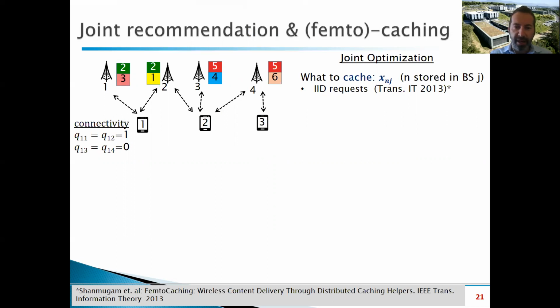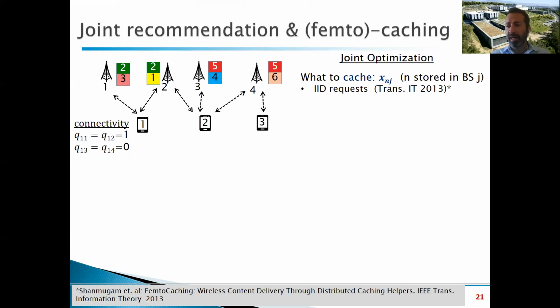So if you look at the vanilla scenario here, in the standard femto caching, you have different users that are connected to different base stations, so they also have access to these caches and the items that are there. And the idea in the well-known paper by Shanmugam, Dimakis, and Caire is what do I cache in each one of these. And this problem is NP-hard, but in fact, you can approximate it quite well with a greedy algorithm and by using submodular maximization theory.